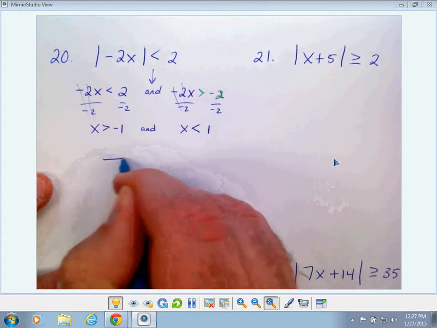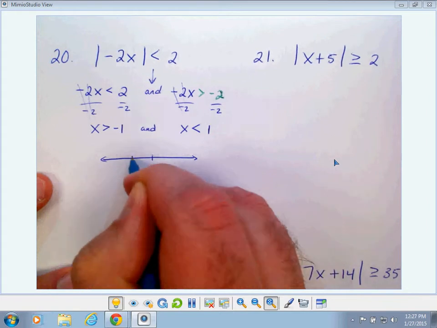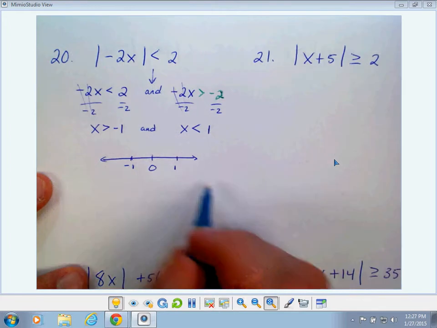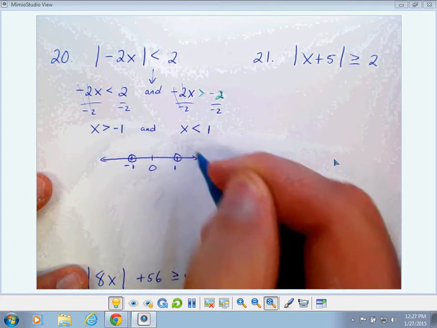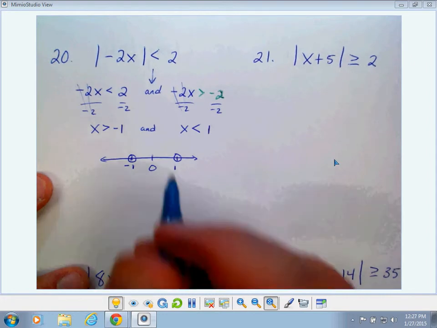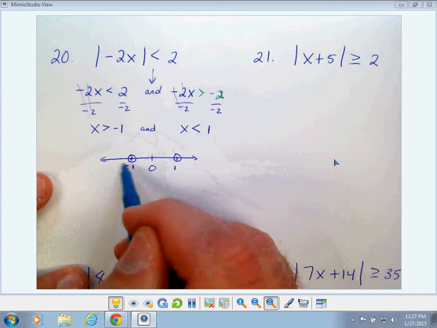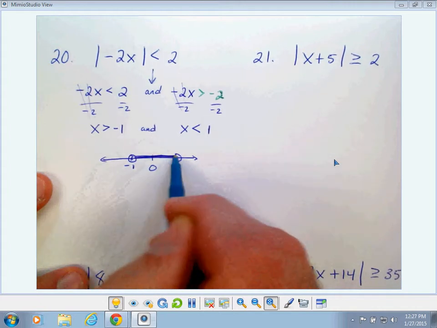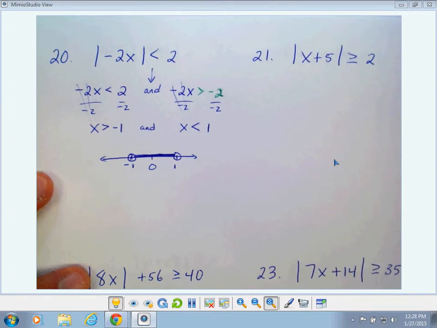So on our number line, when we finish this, I'll put a 0 here. I can put -1 right here and +1 here. Since they're both regular inequalities, they're both open circles, and the shading would be in between, because if I went greater than, it would go that way, and less than on this one would go this way. But it's an and, so I'm going to assume the shading is in between the two numbers, like that. And that's your final answer to number 20.